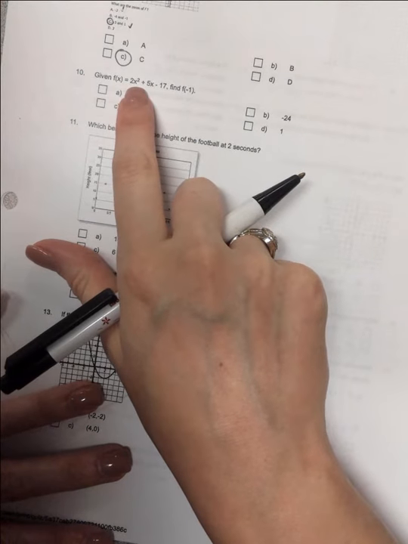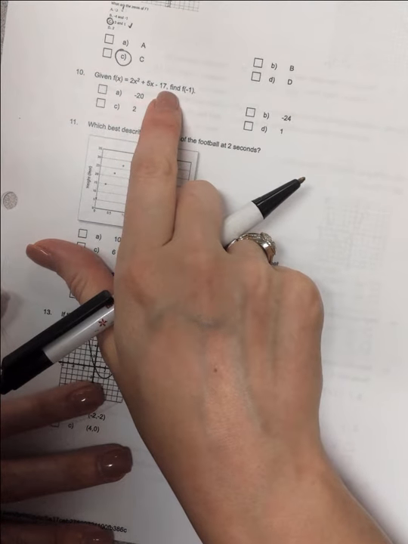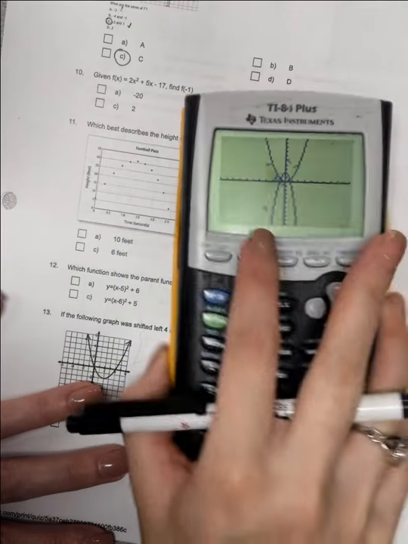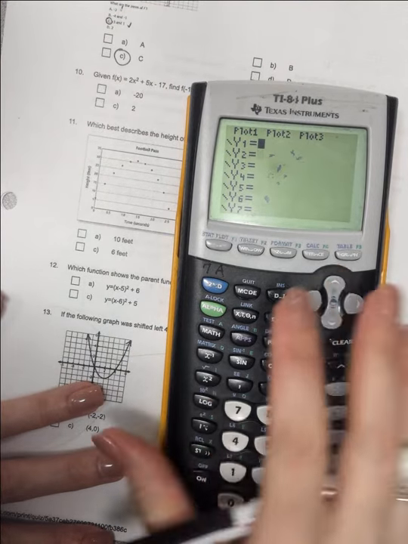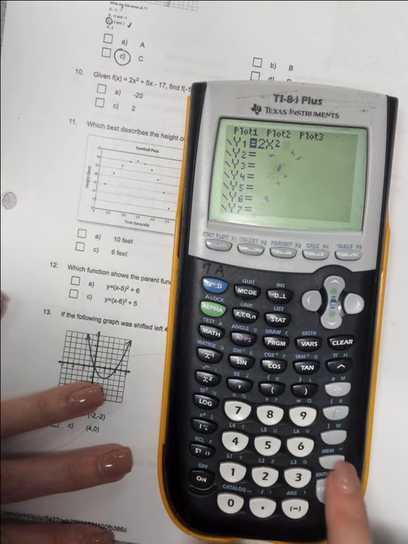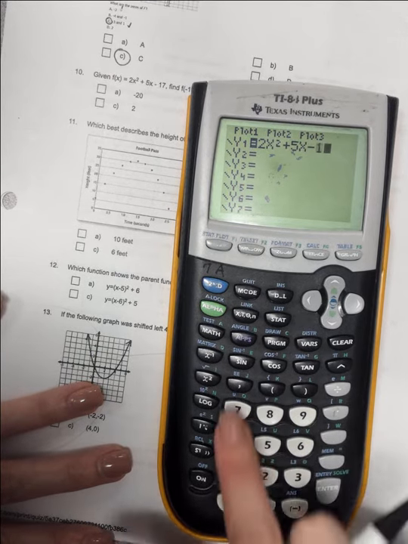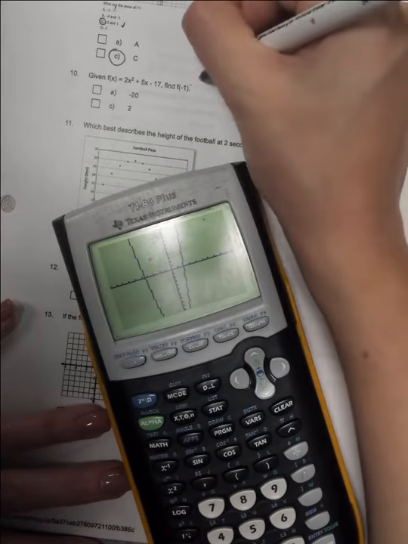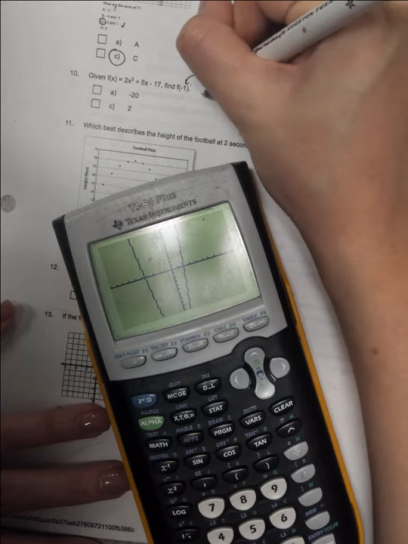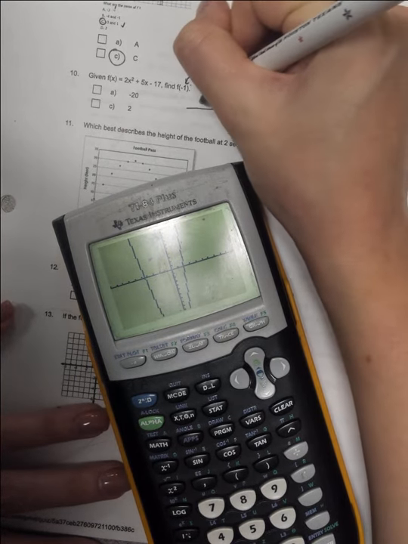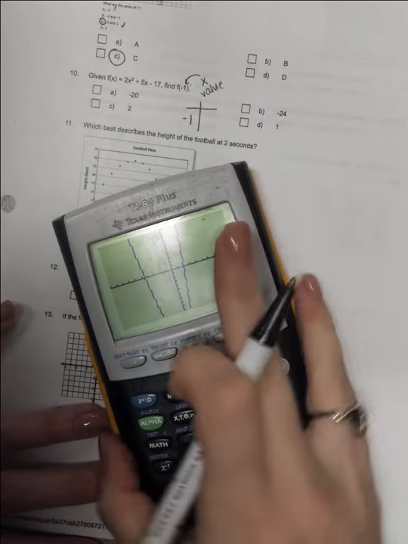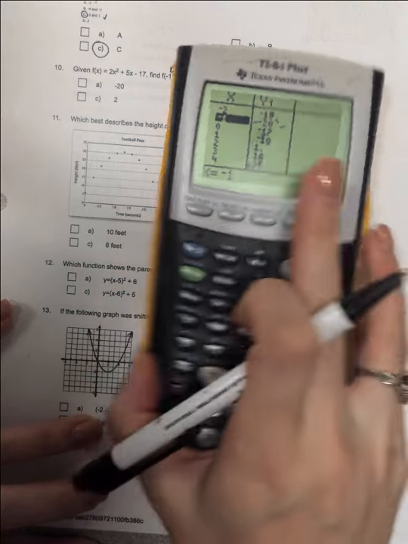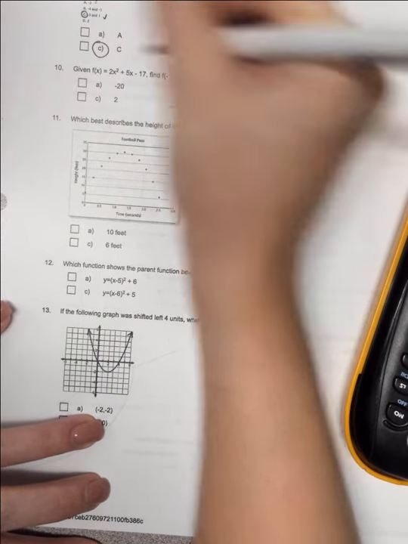Given f of x equals 2x squared plus 5x minus 17, find f of negative 1. Anytime they give you a function, what did I say to do? Plug it in the calculator. 2x squared plus 5x minus 17. Okay, this negative 1 is inside the parentheses. If it's inside, it is your x value. So you're looking for where x is negative 1. So second graph, x is negative 1, matches up with negative 20.